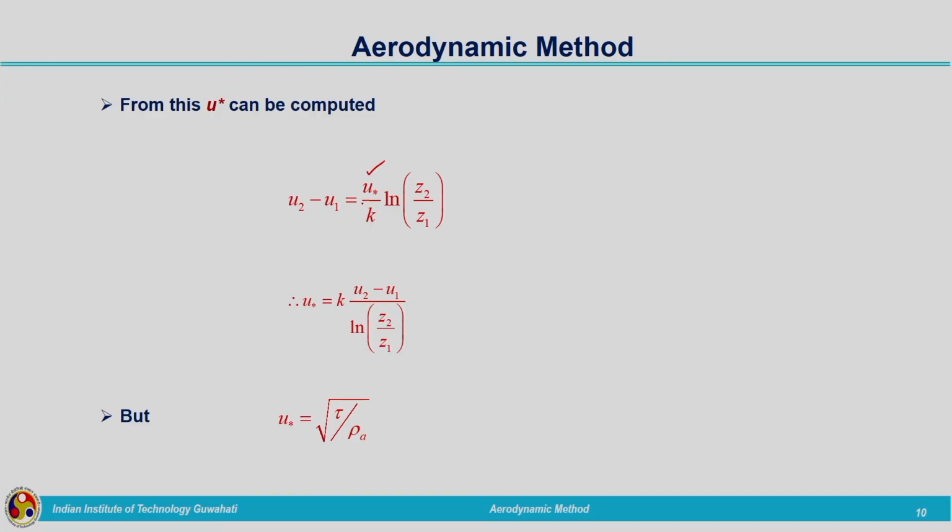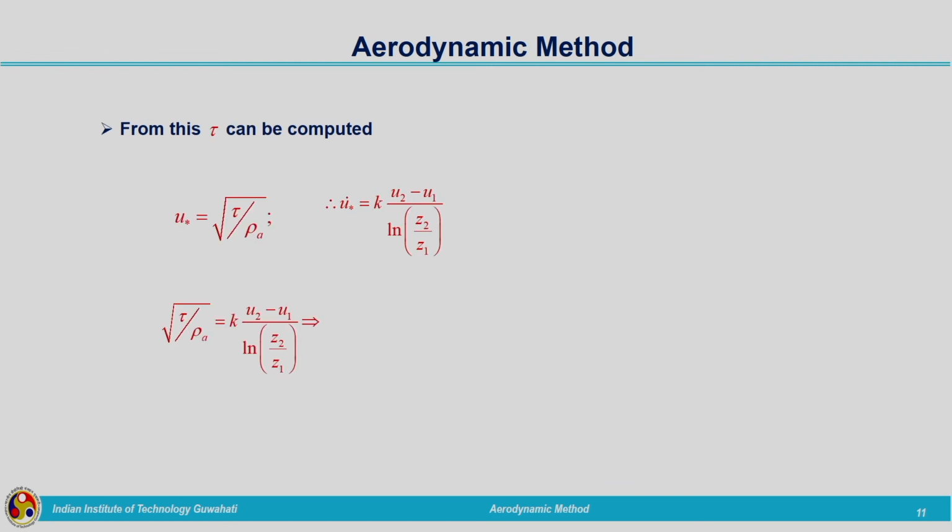Shear velocity is given by this particular expression, under root of tau divided by rho a. So, that we will be substituting here. So, u star, taken as under root of tau divided by rho a, is equal to k u2 minus u1 divided by ln z2 divided by z1. Momentum flux tau is within the root. So, we need to square the expression, and after rearranging the terms we can get the expression corresponding to momentum flux tau.